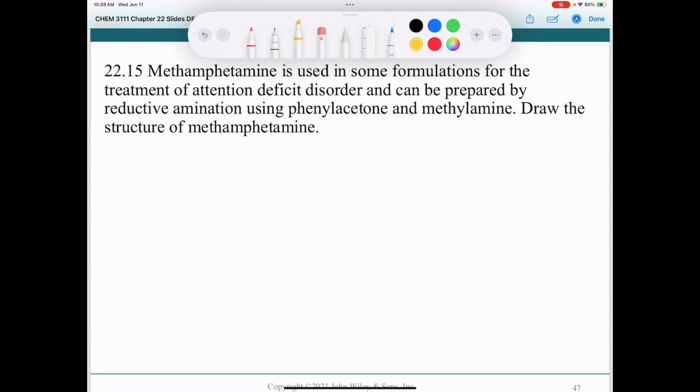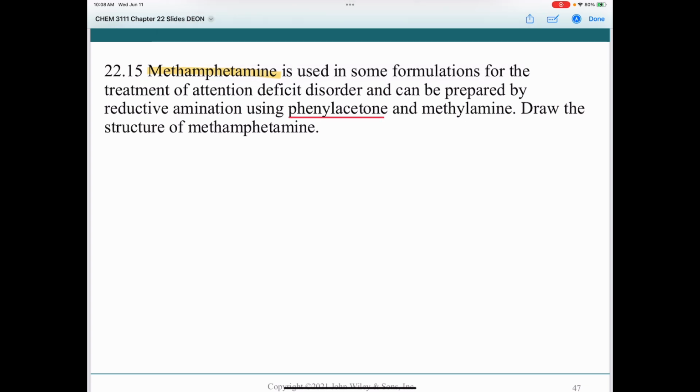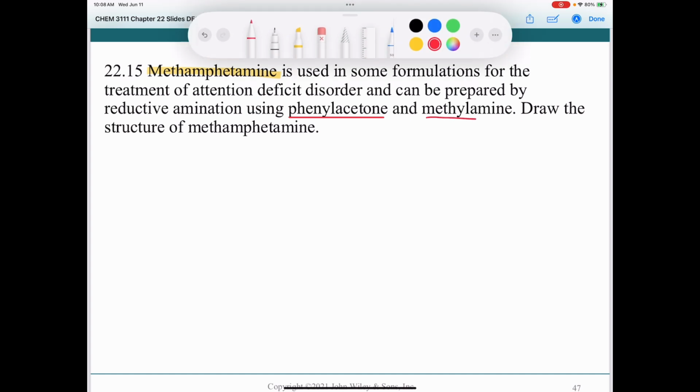Okay, question 22.15. Methamphetamine, crystal meth, is used in some formulations for the treatment of ADD. Can be prepared by the reductive amination using phenylacetone and methylamine. Draw the structure of methamphetamine. You might remember there was a whole TV show devoted to the synthesis of methamphetamine, and I think that in one of the episodes maybe they were talking about phenylacetone and where are we going to get phenylacetone. And then if you do a reductive amination between phenylacetone and methylamine, then you end up with methamphetamine.